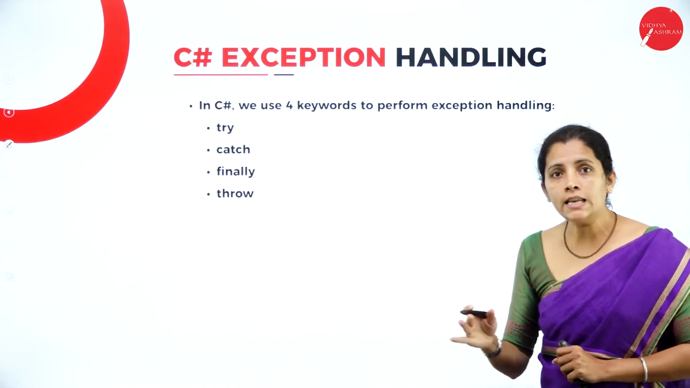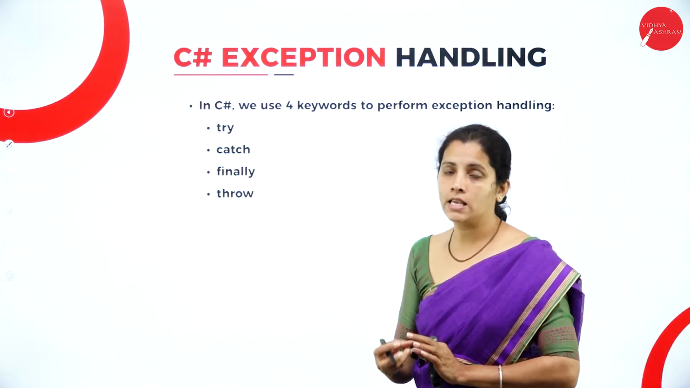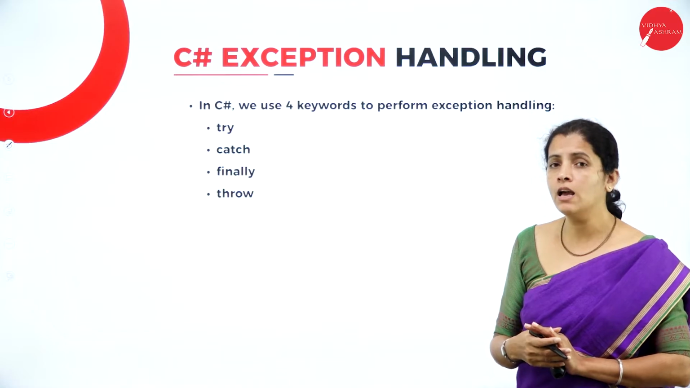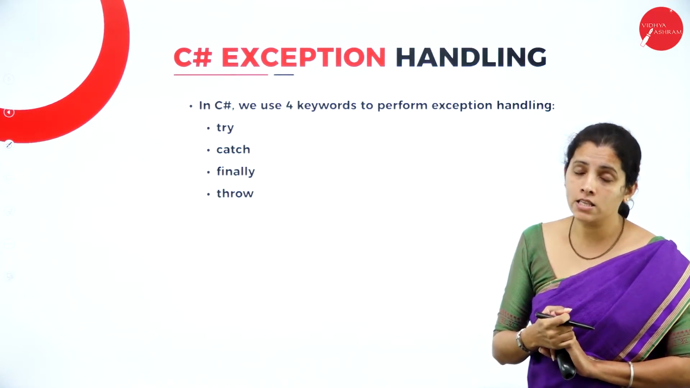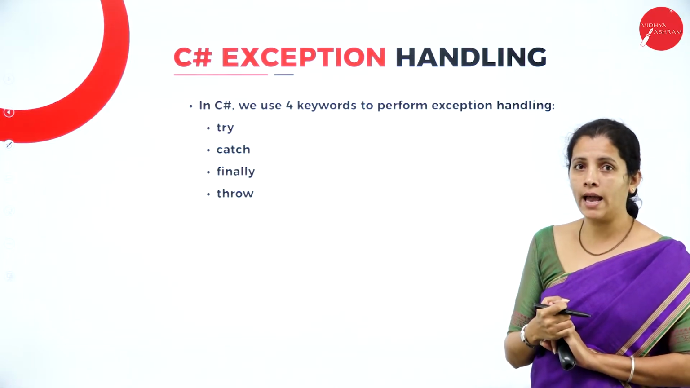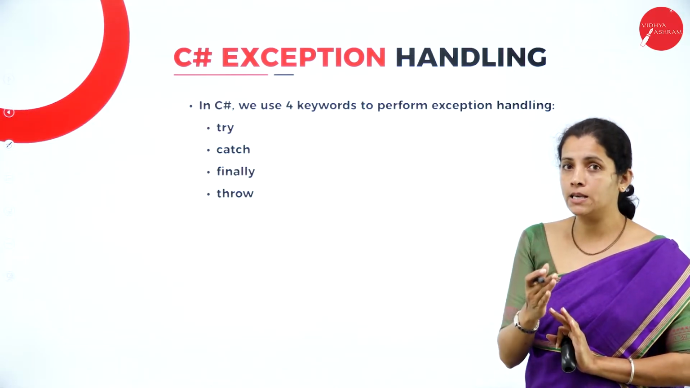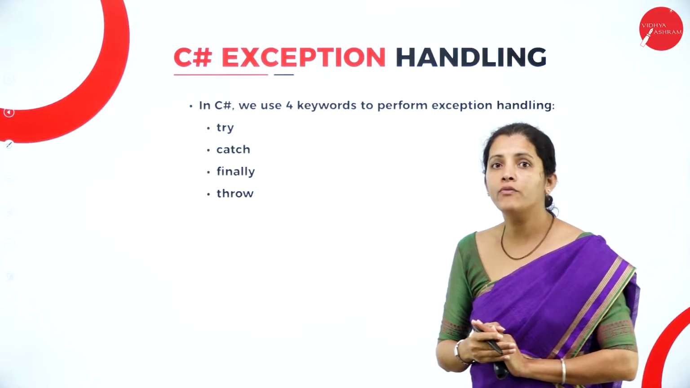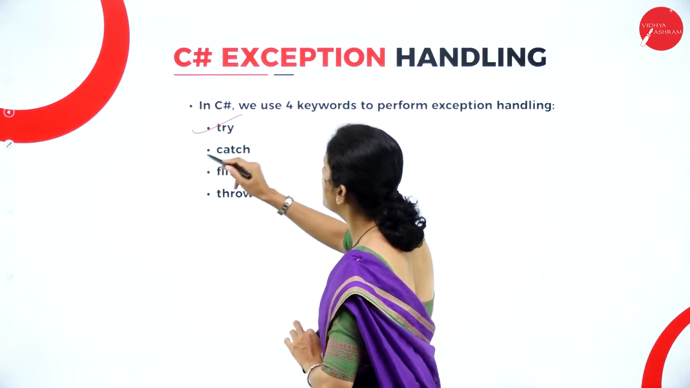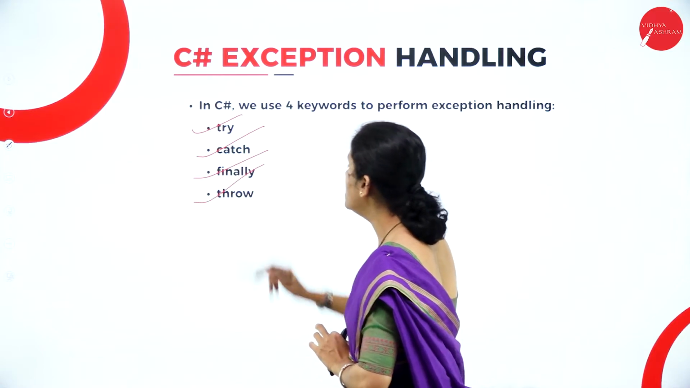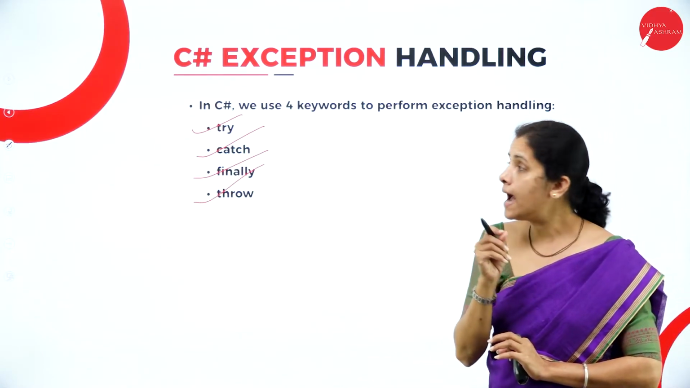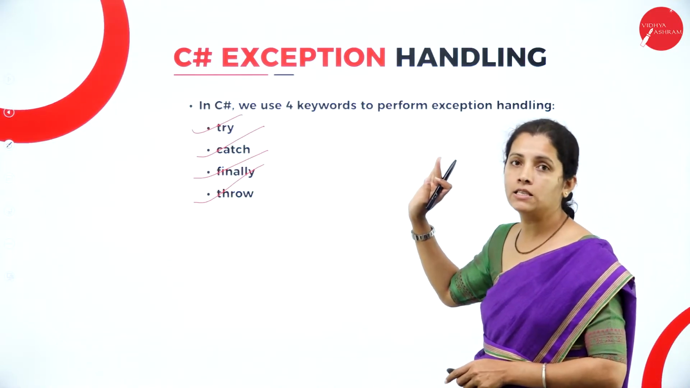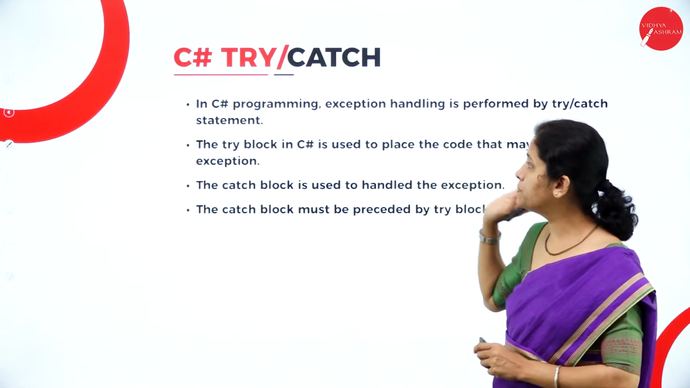Now, till now, we were discussing what is exception, what are the different kinds of exception, how to handle the exception, and what are the different classes of exception we have under C# programming. Now, to handle the exception properly, C# supports 4 different types of keywords, that is try, catch, finally and throw. So C# supports 4 keywords to handle the exception properly in our C# programming.